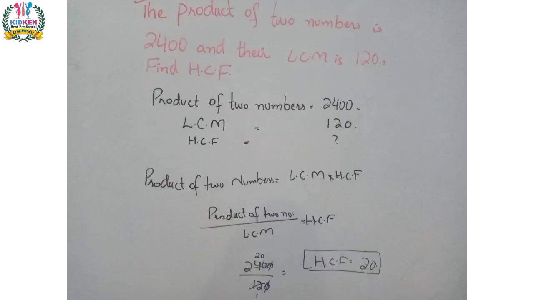The product of two numbers is 2400 and their LCM is 120; find their HCF. So the product of two numbers is given as 2400, their LCM is 120, and we have to find the HCF. The product of two numbers is equal to LCM multiplied by HCF. Our required value is the HCF, so we can rearrange: HCF is equal to the product of two numbers divided by LCM. So we put in the values: 2400 divided by 120. 1 times 120 is 120, and 120 times 20 is 2400. So our HCF is 20.